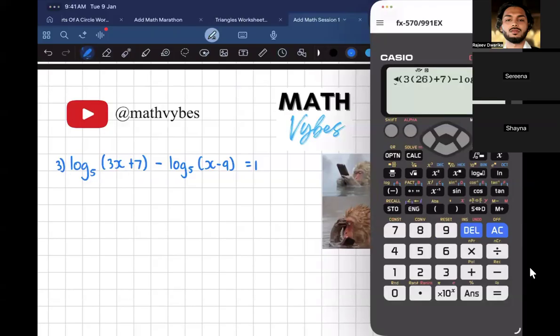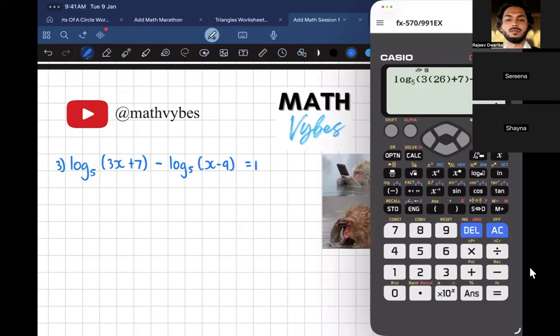I tell you, I need to change my glasses. I'll get new glasses soon. I think I'm more than blind at this point. And that's going to be 26 minus 9. So fingers crossed, when I press equal, what is it supposed to be? 1. Yo, it works. Big up to you.